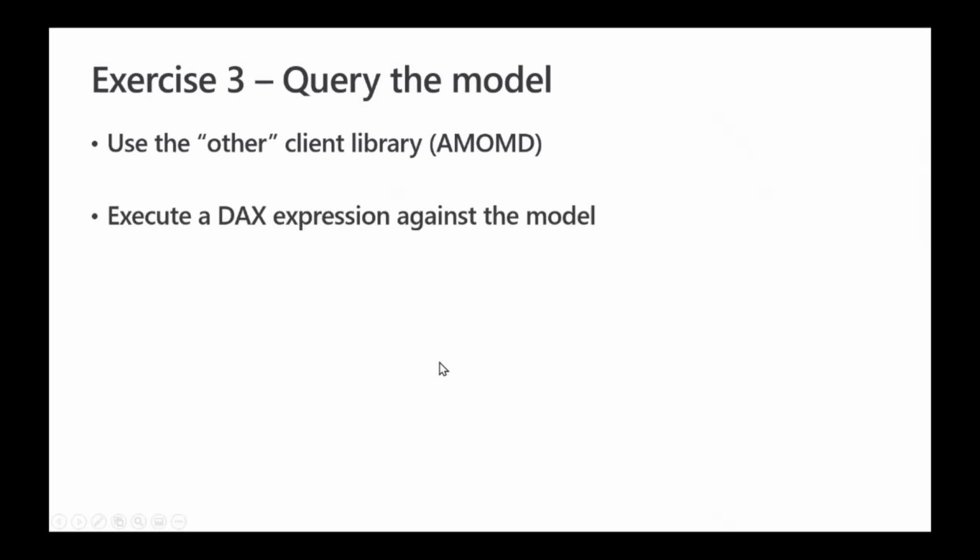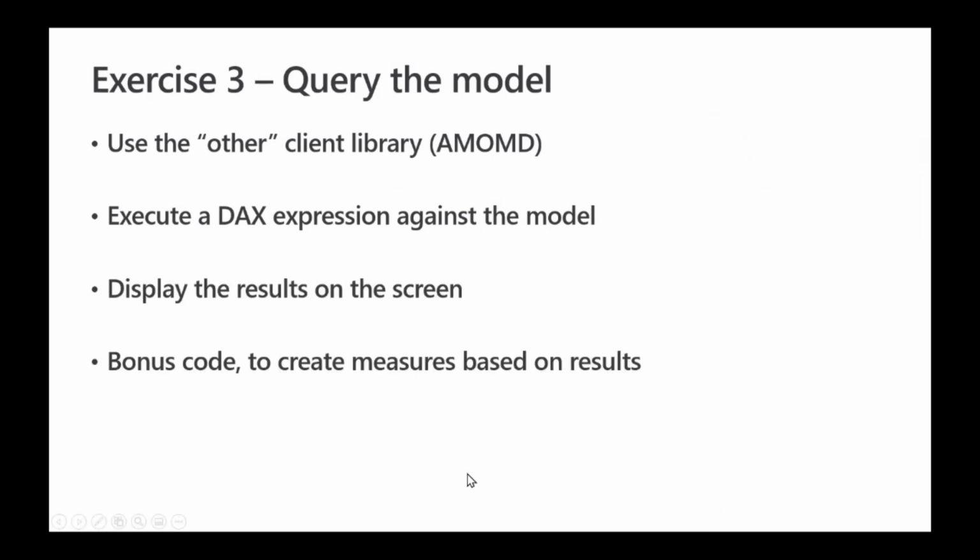We're going to execute a simple DAX expression against the model and display the results on the screen. And then we'll extend that with some bonus code to combine this with the last exercise, where we'll create some automatic measures based on the results of the query that we run, which is kind of cool. So let's have a look to see what that code looks like.